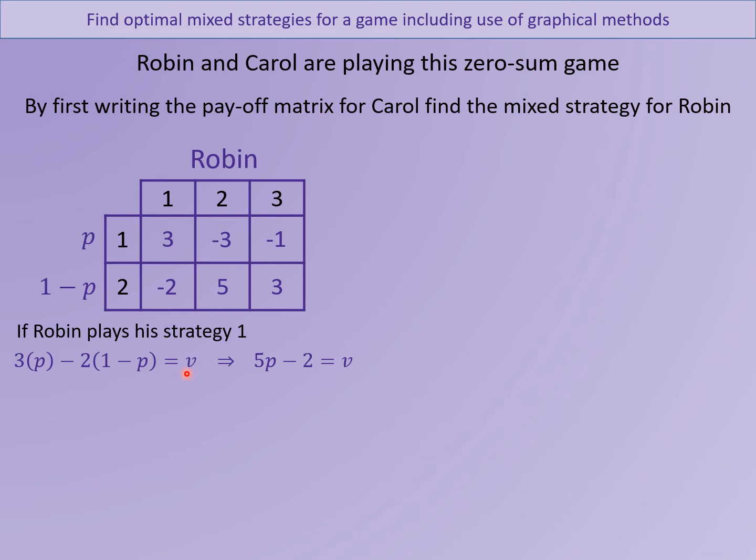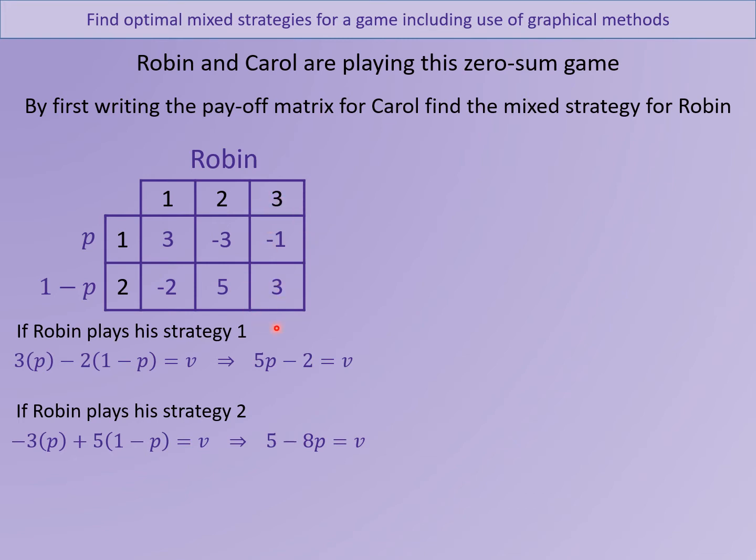Okay, so you should just work through. What about if Robin plays their strategy 2? Well, you would lose 3 every time you play P, but you would win 5 every time you play strategy 1 minus P. And again, that would equal the value of the game. So we can rewrite that: 5 minus 8p equals v. And then you could finally do it for strategy 3.